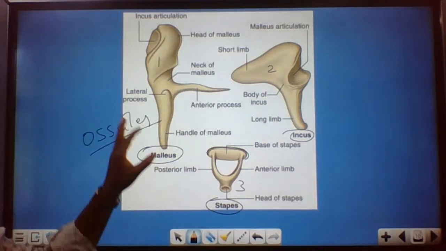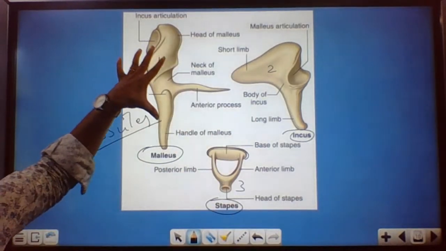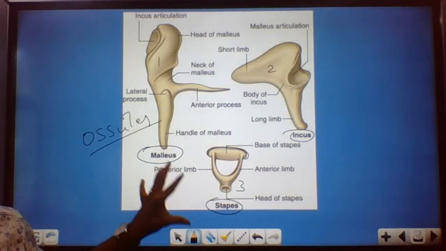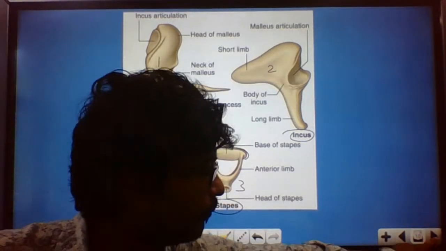Okay, no need to worry about the other parts. I'm just giving this direct image so you can see how the malleus, incus, and stapes look.